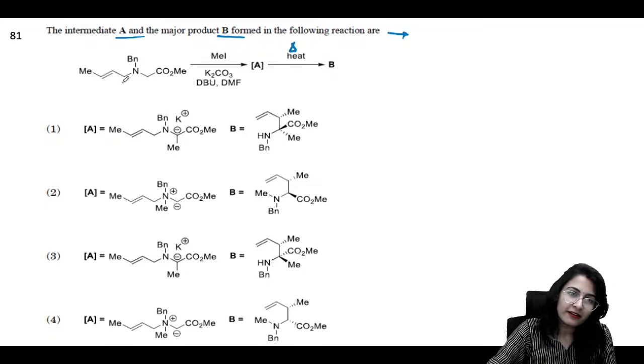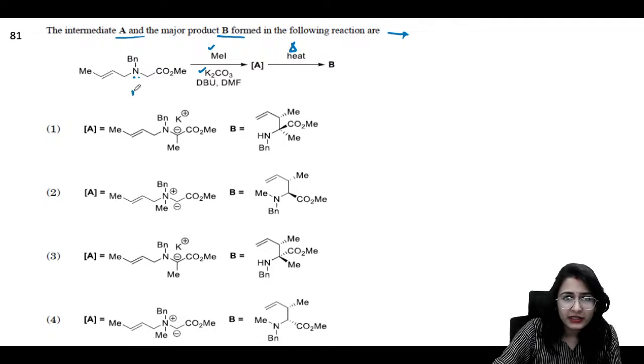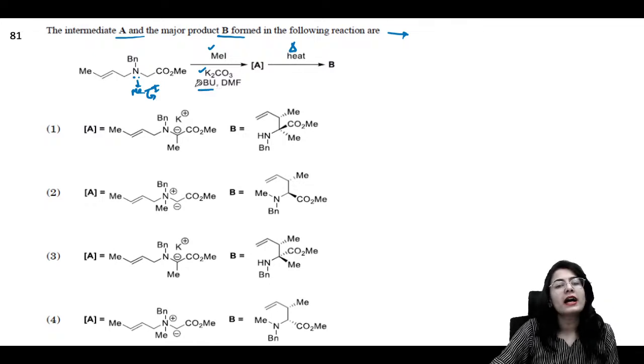What do you have first of all? Methyl iodide and a base. So what is this methyl iodide going to do? Nitrogen has a lone pair. It can attack methyl iodide like this. I minus goes away. DBU is a strong base. So the alpha position is here. This is the alpha position with respect to this carbonyl.